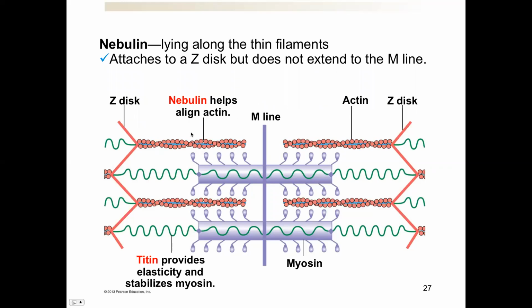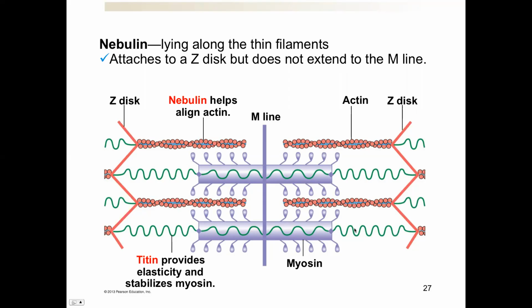Now the next one is nebulin. Nebulin aligns through the thin filaments, but it does not attach to the M line. It attaches to the Z disc, but not to the M line. Here you can see it in blue, and here you can see the titin. This one sort of shows you the nebulin running through the middle, as well as titin, and then titin is going to extend out and also align with the M line. I mean, with the thick filament.